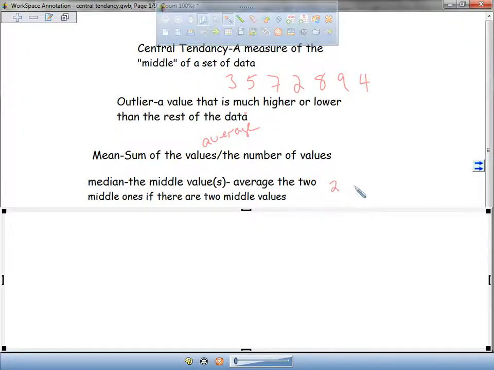So I'm going to go 2, 3, what's next? 4, 5, 7, 8, 9. All right? Now where's the middle? 5. So this would be the median, okay? Half for below, half for above. That's the median. If you're driving down the highway, what's the median?